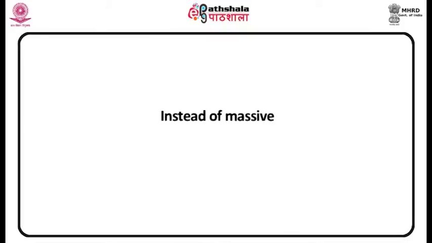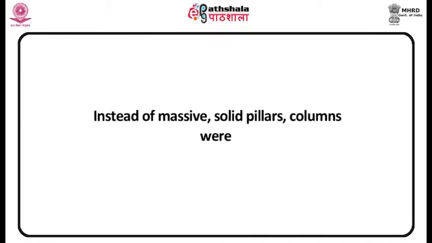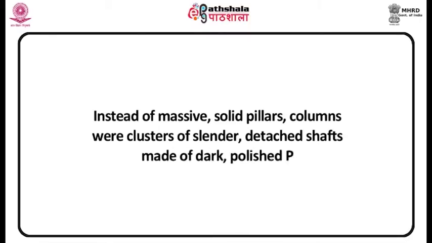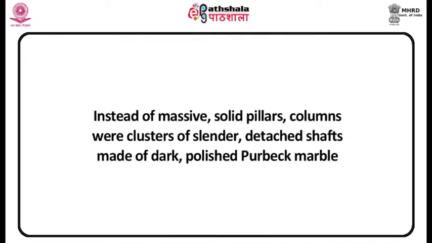The lancet openings of windows and decorative arcading are often grouped in twos or threes. This characteristic is seen throughout Salisbury Cathedral, where groups of two lancet windows line the nave and groups of three line the clerestory. Instead of being massive, solid pillars, the columns were often composed of clusters of slender, detached shafts, often made of dark, polished Purbeck marble, surrounding a central pillar or pier to which they are attached by circular molded shaft rings.